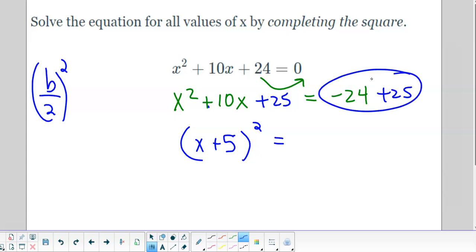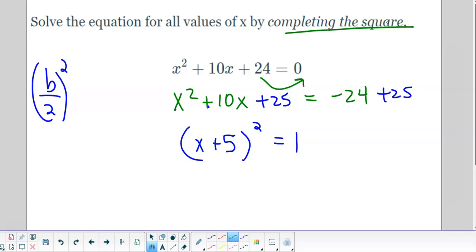Now be careful with the math over here. Make sure you perform it accurately. The answer will be 1. Now I'm going to solve this by square rooting, which is the whole point of completing the square.